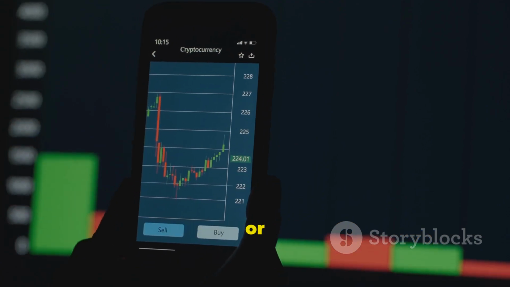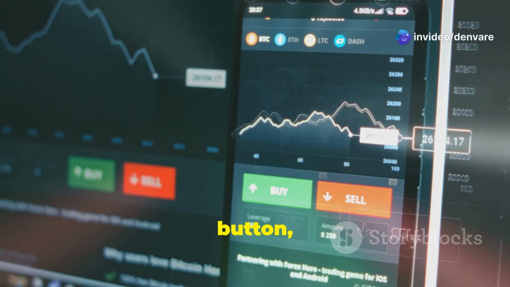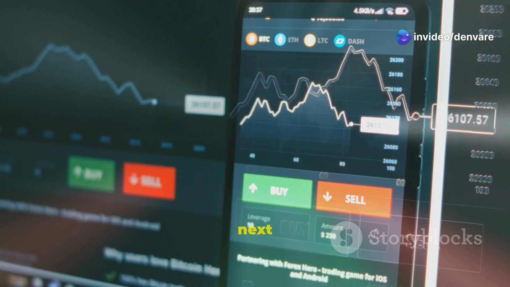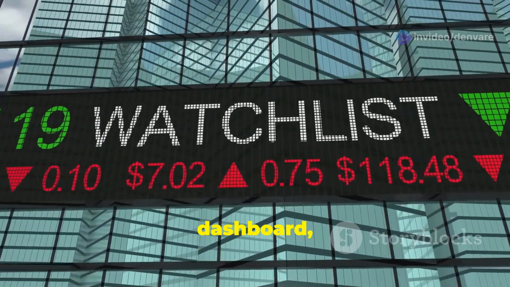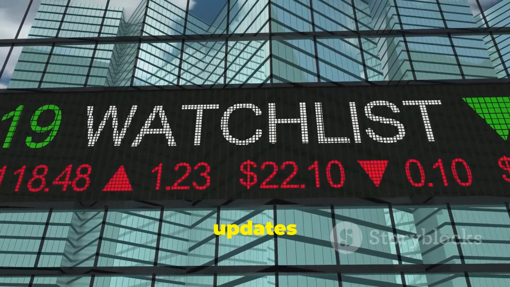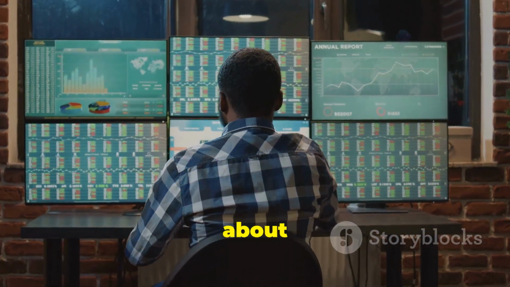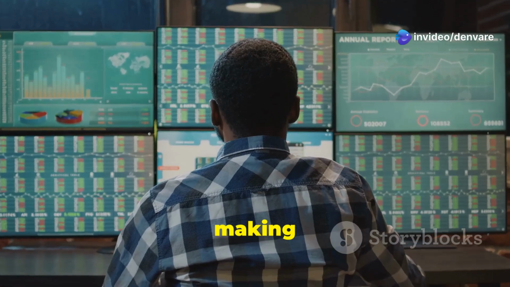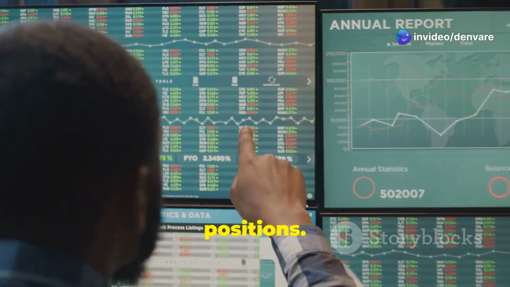Found a cryptocurrency or stock that piques your interest? Simply click the Add to Watch List button, usually represented by a plus sign next to the asset's name. Your watch list acts as a personalized dashboard, displaying real-time price updates and key metrics for your chosen assets. This allows you to stay informed about their performance at a glance, making it easier to spot potential trading opportunities or manage your existing positions.